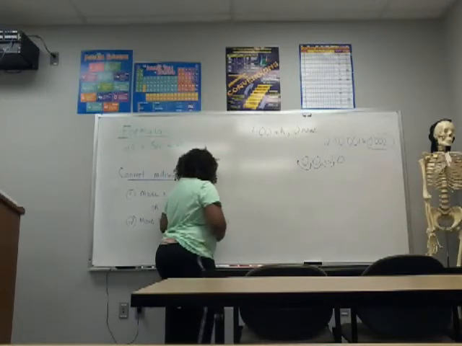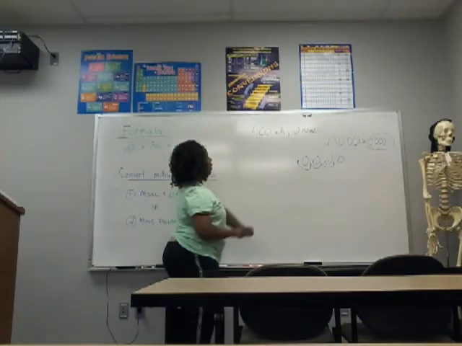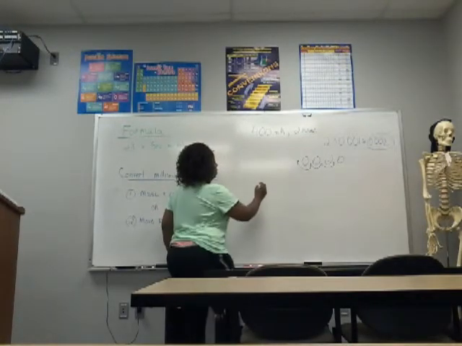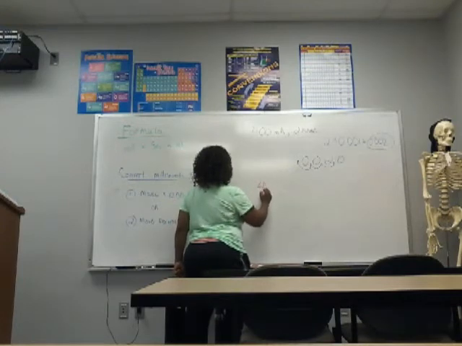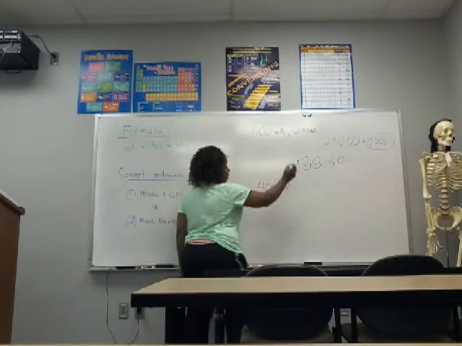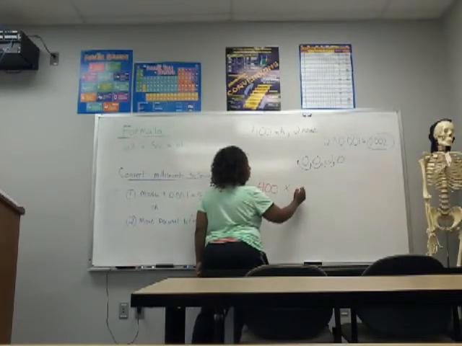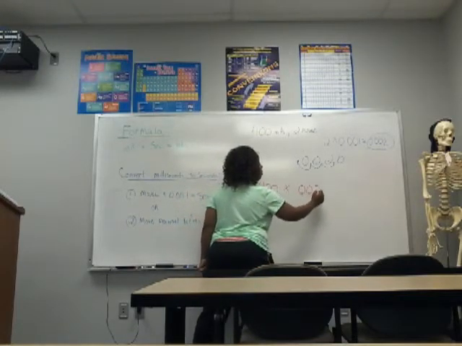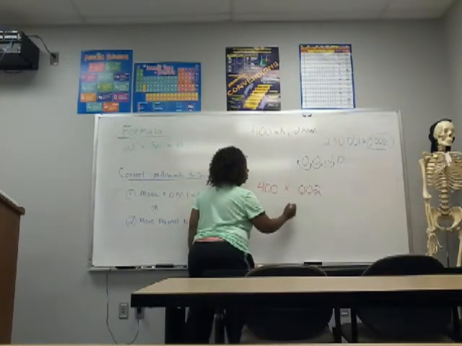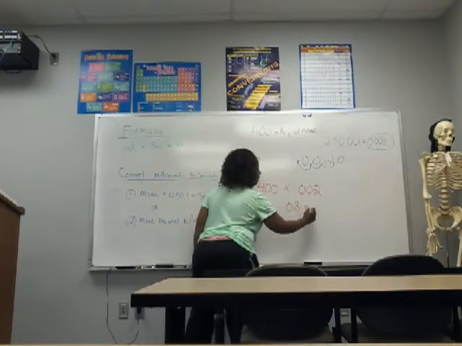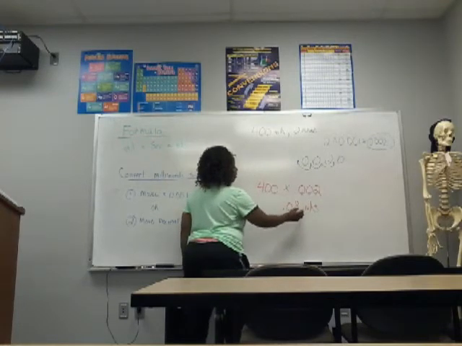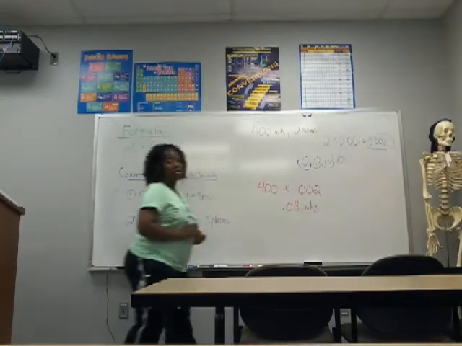So now I'm going to go ahead and figure out my mass, which is 400 times my new seconds, 0.002, which gives me 0.8 mass. Again, it's 0.8, and that's my mass.